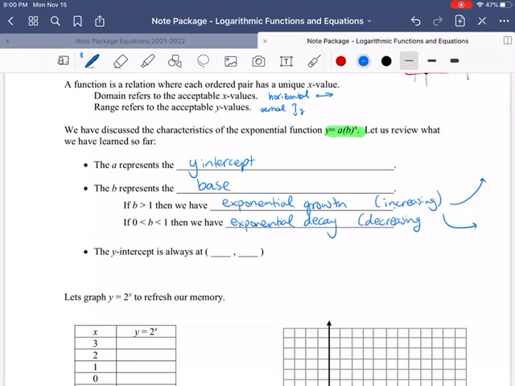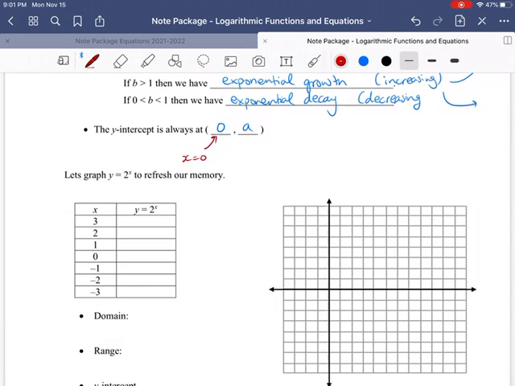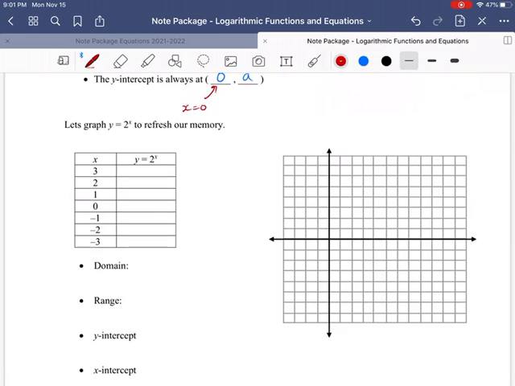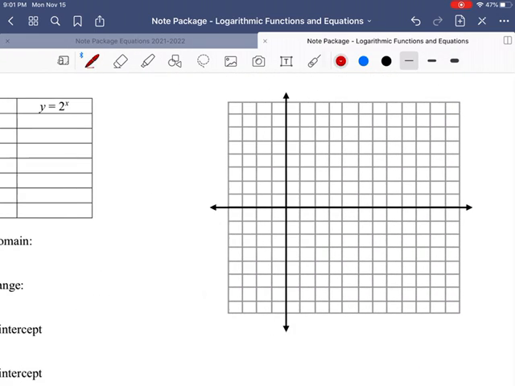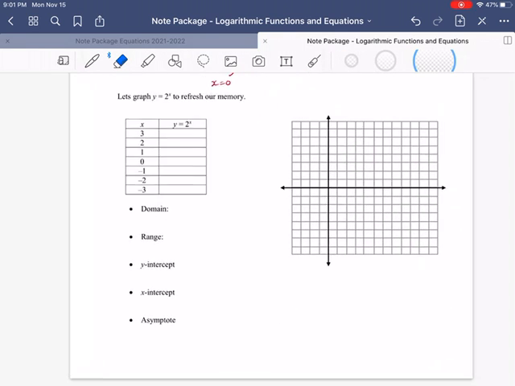The y-intercept is always at 0 and the a value. Okay, any y-intercept has an x value of 0. Okay, you need to just know that. Any y-intercept, the x value is 0. Because if we look at the graph, a y-intercept means it's on the y-axis. So any of these points and any points in between, all of them fall at x equals 0. So any y-intercept, the x value is 0.